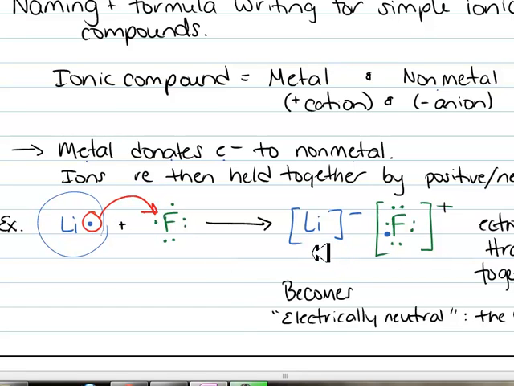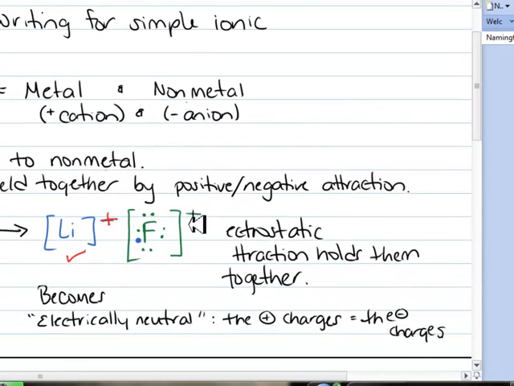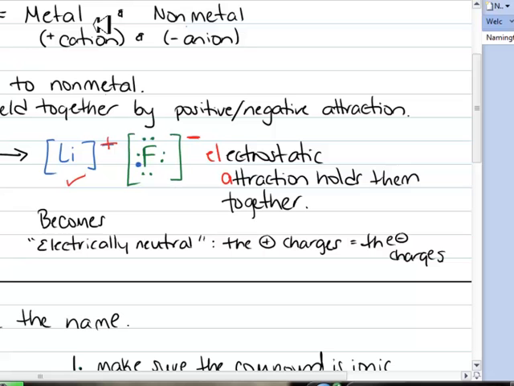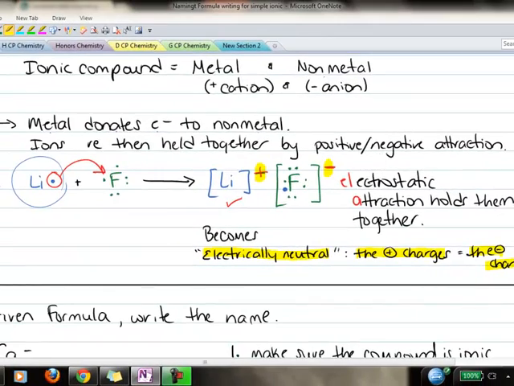And what results is a positive lithium right here, and you have a negative fluorine over here. So lithium loses one, fluorine gains one, and they are held together by an electrostatic attraction. That's the positive and negative charges that's holding them together. So the compound becomes electrically neutral. The positive charges equal the negative charges. And here it's pretty simple because you have a +1 and a -1, so they start out equal, so it's very easy to balance it.